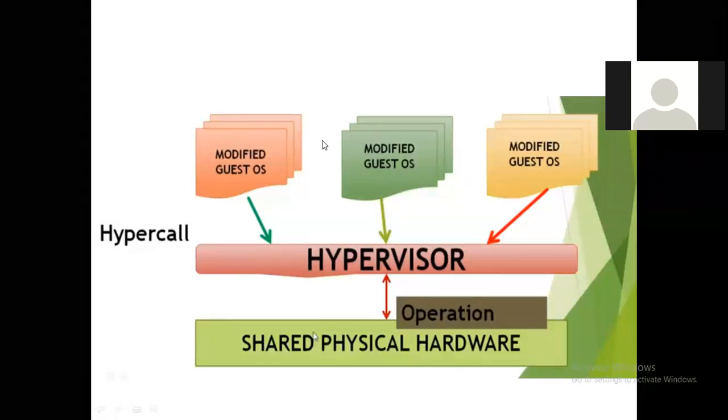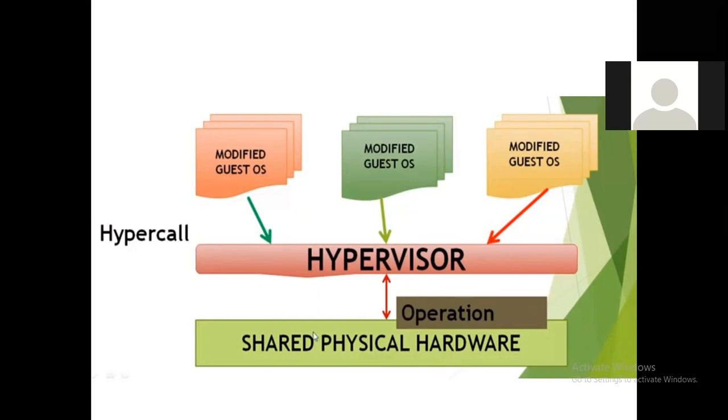In para-virtualization, it uses modified guest operating systems; the previous ones used only guest operating systems. If the modified guest operating system wants to execute non-virtualized instructions from the OS level, it will convert them to hypercalls given to the hypervisor. The hypervisor executes those operations using the physical hardware. This is the process followed in para-virtualization. Right, guys? Clear?